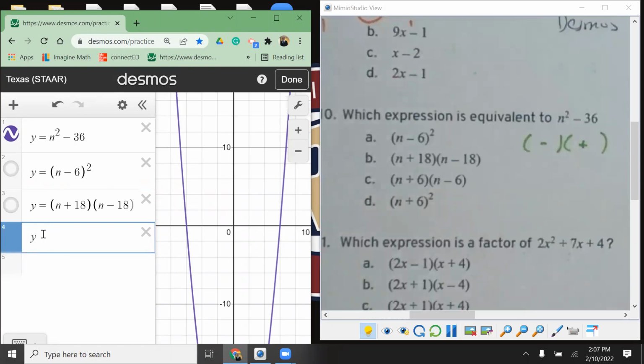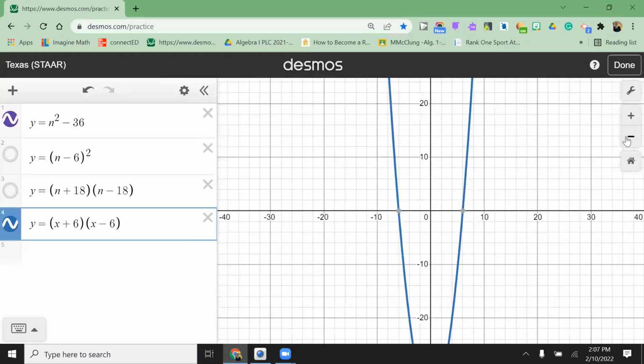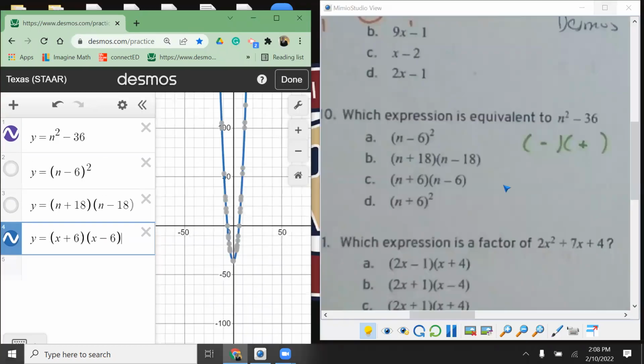All right, the next one: y equals, open parentheses, x plus 6, close, open, x minus 6. I'm using x's, but it doesn't matter. It can be n or x, same thing. Now if I look at this, I'm going to zoom in, and I can zoom out. Look, I only see one. I click here, there's the purple, there's the blue. So we know this is our answer.